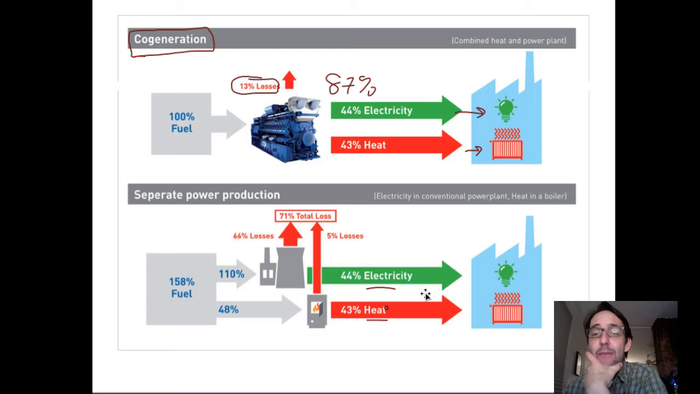So to do the same thing using traditional processes, it would take about 150% of that fuel to do the same thing. So it makes a lot of sense to do cogeneration. And there is a small percentage of our power, and not just power, but energy use within the United States that uses this process of cogeneration. It's actually quite common in Europe and other countries, and it's really just catching on in the United States.